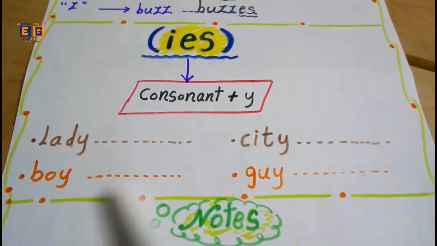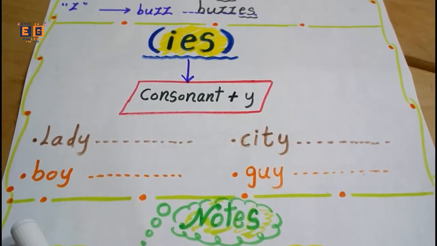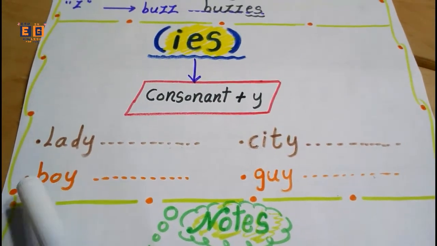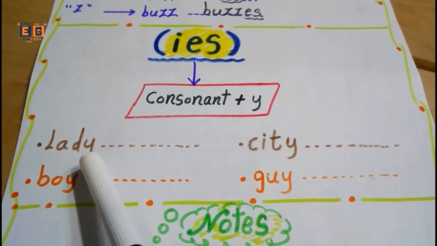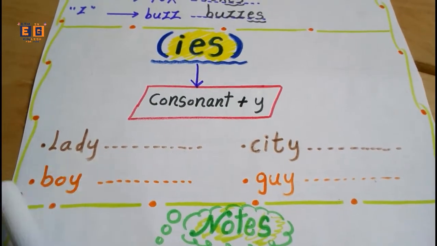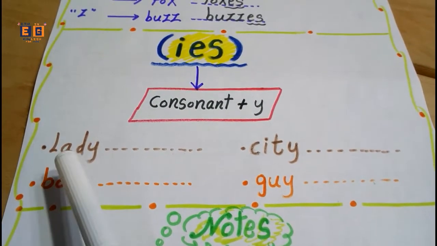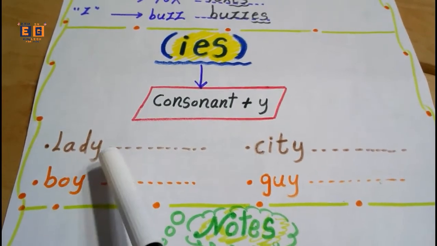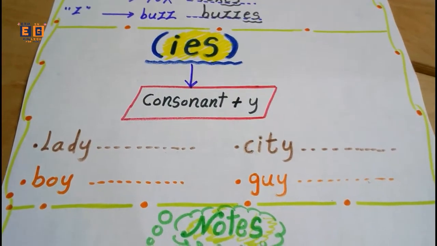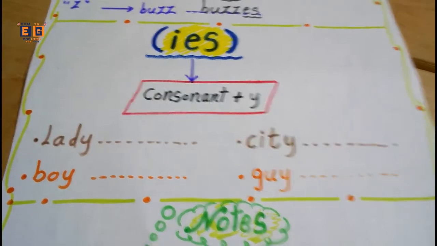Here each word ends with letter Y, but let's look at the first one. Word like lady. Lady ends with Y, which comes after a consonant or a vowel. Here letter D is a consonant, so we must drop Y and replace it with IES if we want to make it plural.